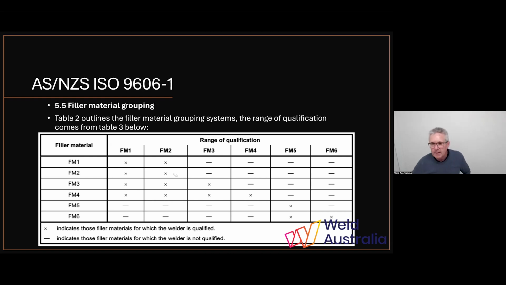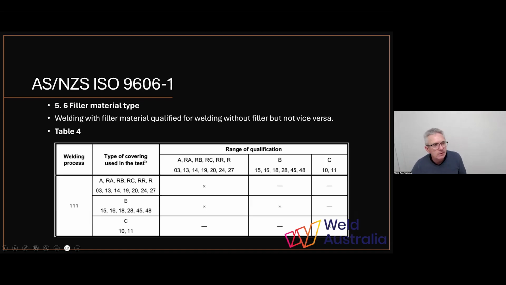Okay. Then we have another one, and this is where you'll probably spend a lot of time in this standard when you're doing your practical training, which is your filler material grouping. So we have two tables here. We basically have one for manual metal arc consumables, and then we have one for our flux core wires, our solid wires, and so forth. But it also includes our TIG wires as well.